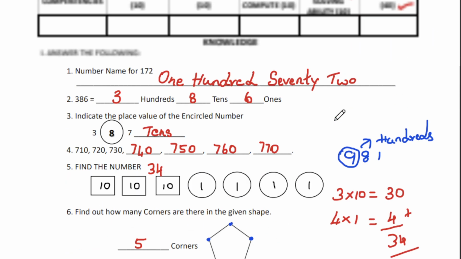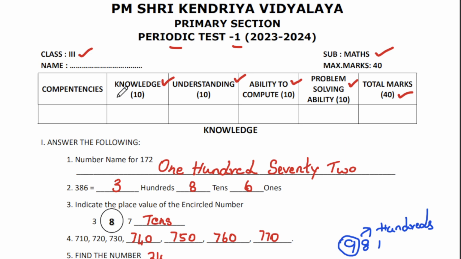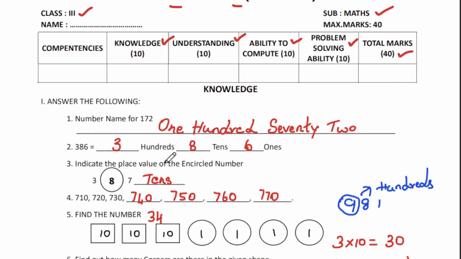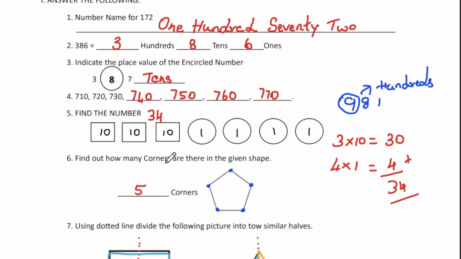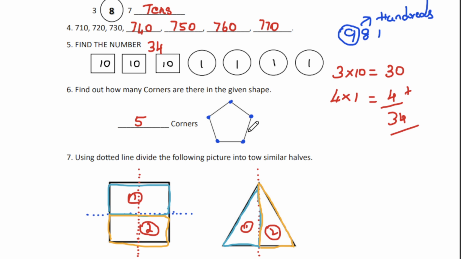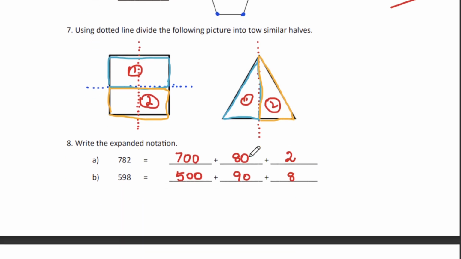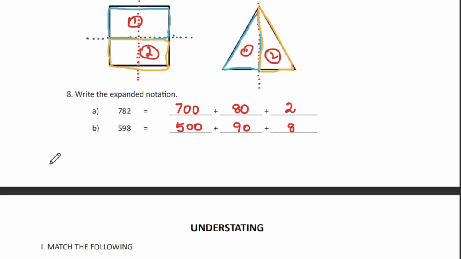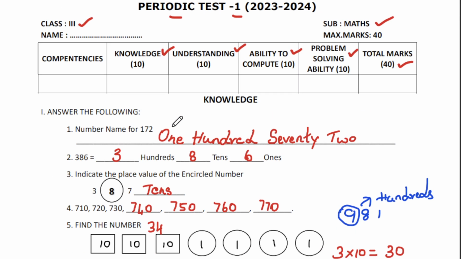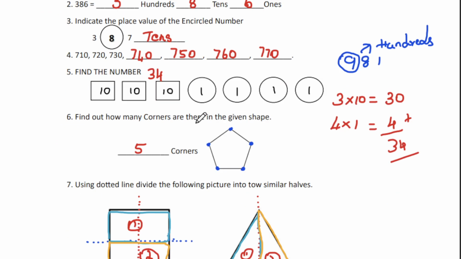Okay, next, understanding. So now we have completed the part of knowledge, students. So we had answered the following: name of the numbers, and we found the place value, find the numbers, and corners, how many corners are there, and we used dotted lines, and expanded notation is also completed. So next is the understanding part, and we have 10 questions as well.